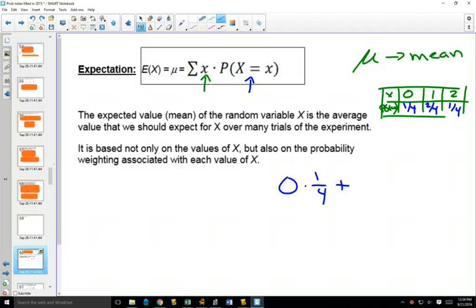This symbol here is the symbol for adding things up. So you go through each of the possibilities, multiply them together, and add them up. So you'd have 0 times 1 out of 4 plus 1 times 2 out of 4 plus 2 times 1 out of 4. That's what the formula says.